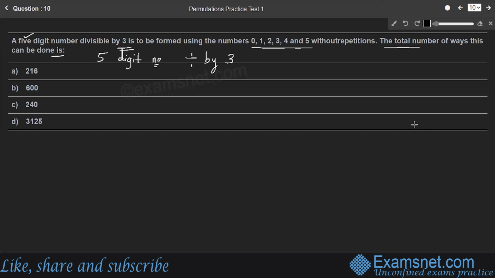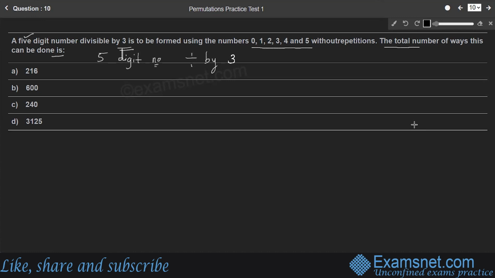For example, we'll consider the 5-digit number 23,415. The sum of the digits is 2 plus 3, 5, 5 plus 4, 9, 9 plus 6, 15. Here 15 is divisible by 3. Therefore, the number 23,415 is divisible by 3. This is how it goes. So in the given question, we have to form a 5-digit number which is divisible by 3.